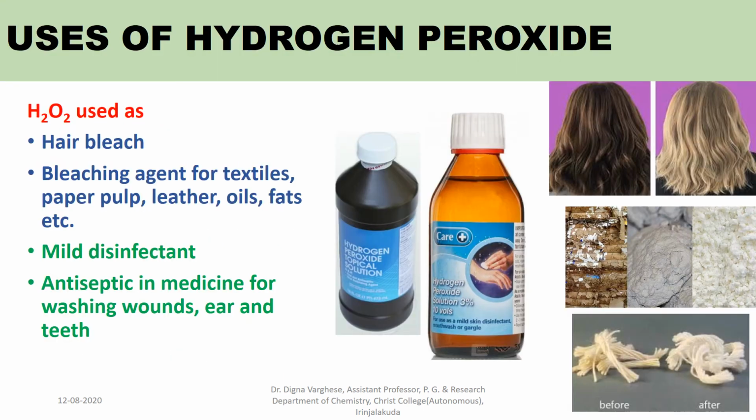Uses of hydrogen peroxide. Hydrogen peroxide is used as hair bleach, bleaching agent for textiles, paper pulp, and it is also used as a bleaching agent for oils, fats, etc. It acts as a mild disinfectant that can remove bacteria or any microorganisms, and it is also used as an antiseptic in medicine for washing wounds, ear and teeth.